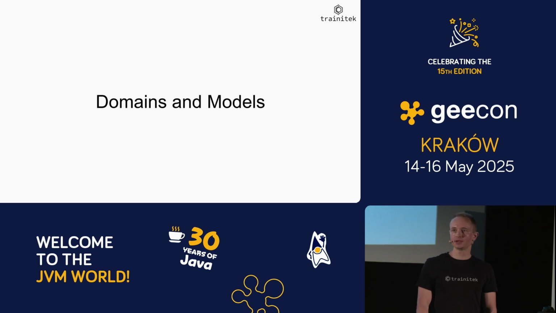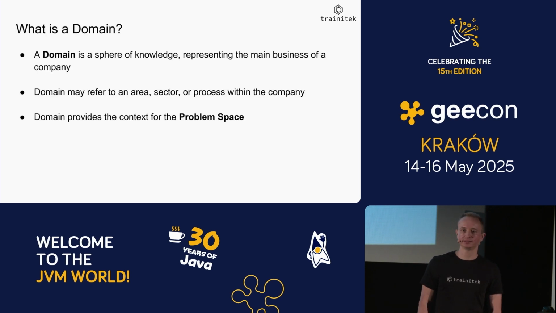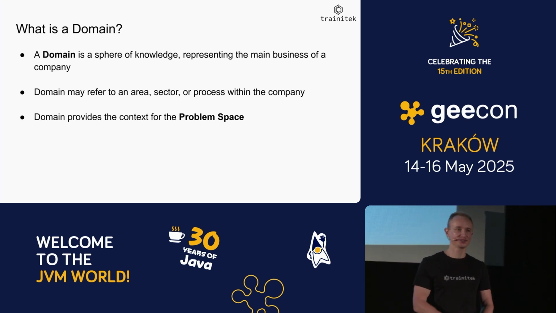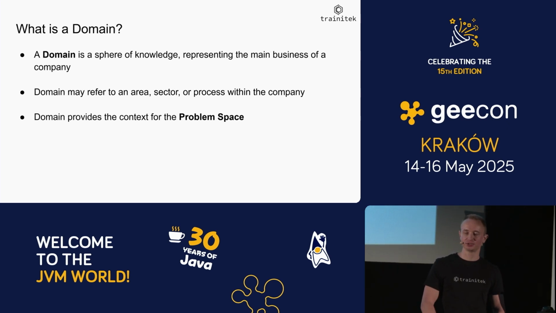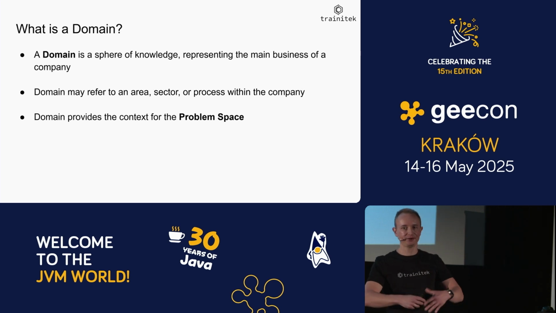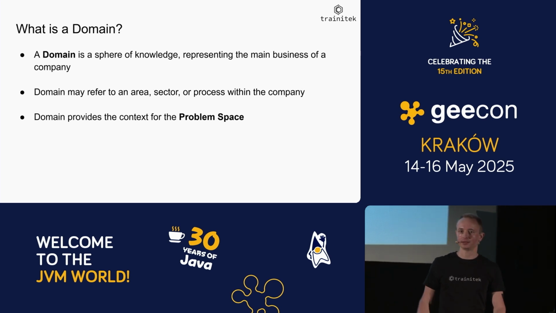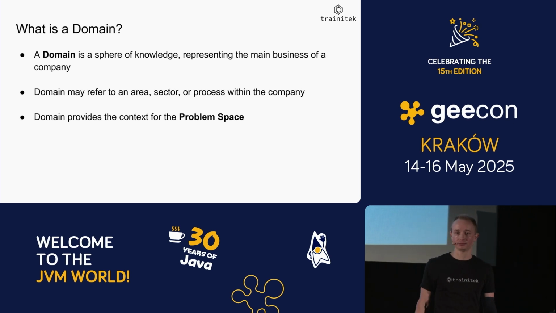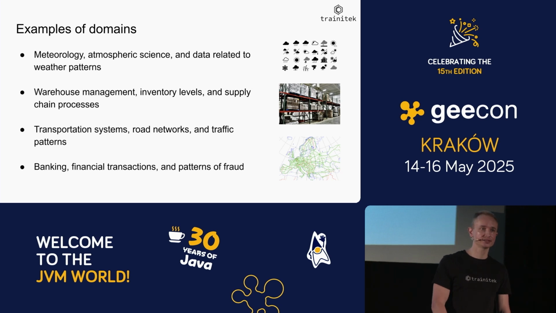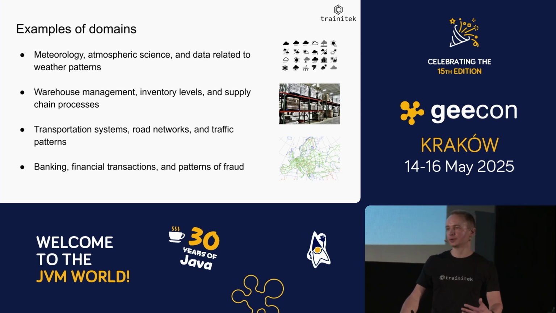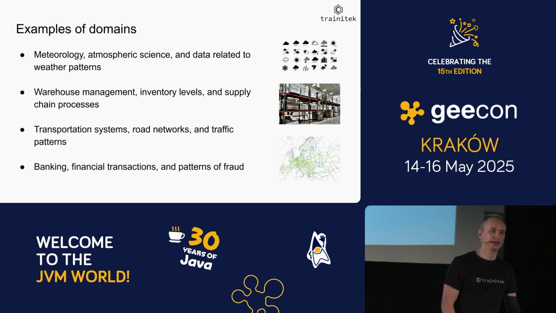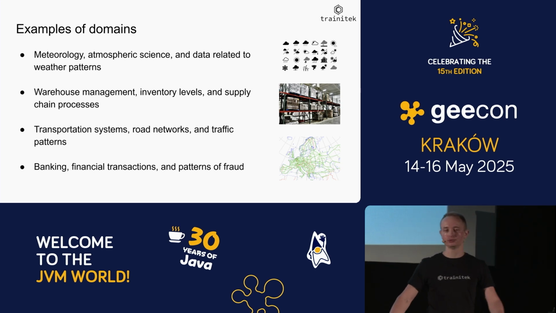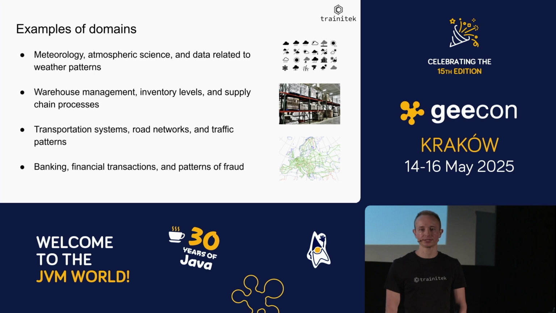All right, so let's start with domain and models. And let's start with domain first. So what is a domain? A domain is a sphere of knowledge. It's a huge body of knowledge about some area or sector, or maybe some process within the company. The domain provides the context for the problem space, because in the same area, different companies may have different problems. Examples of domains: we may have meteorology, warehouse management, transportation, banking systems. So many different domains. As you can see, it's a huge knowledge about certain areas.